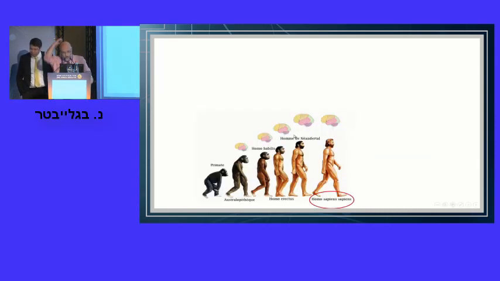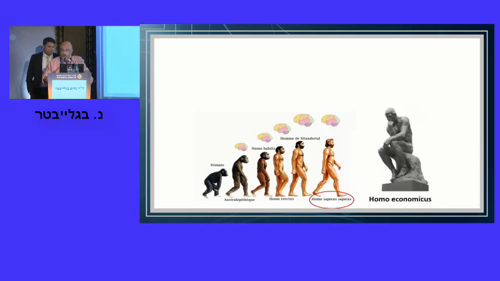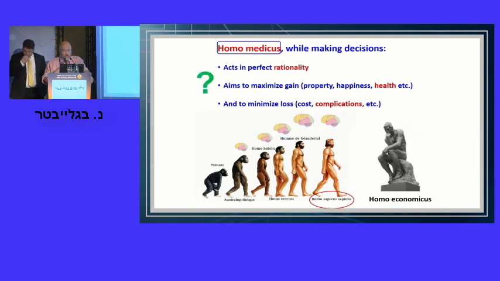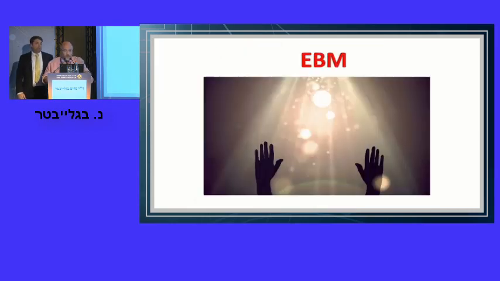Now, in the middle of the 20th century, mathematicians, psychologists, and economists defined a new subspecies of the Homo sapiens called Homo economicus. And the Homo economicus acts in perfect rationality and has only two goals in life. One is to maximize gain, and the other is to minimize losses. Are we, the Homo medicus, do we share those virtues? Well, we all worship evidence-based medicine, and we saw it yesterday and we saw it today all the time.